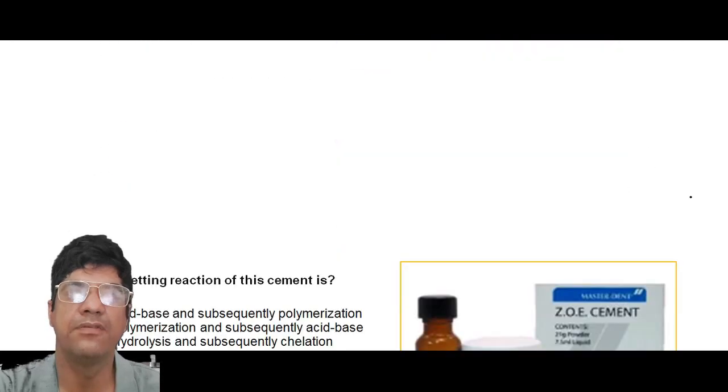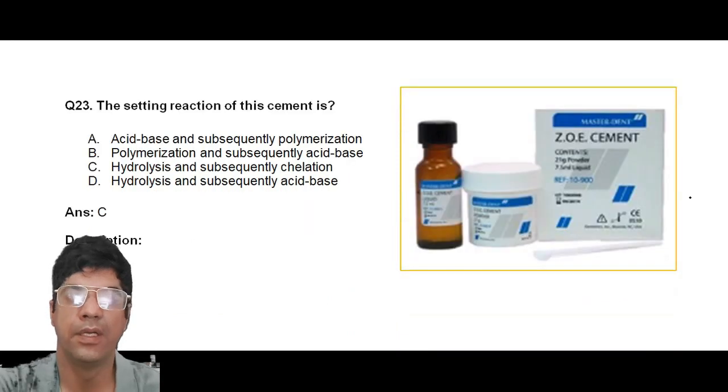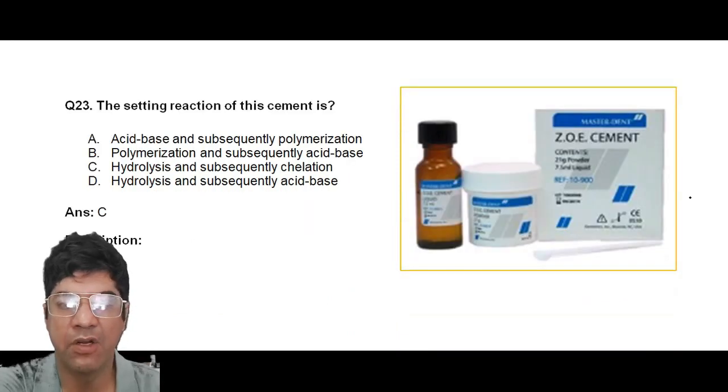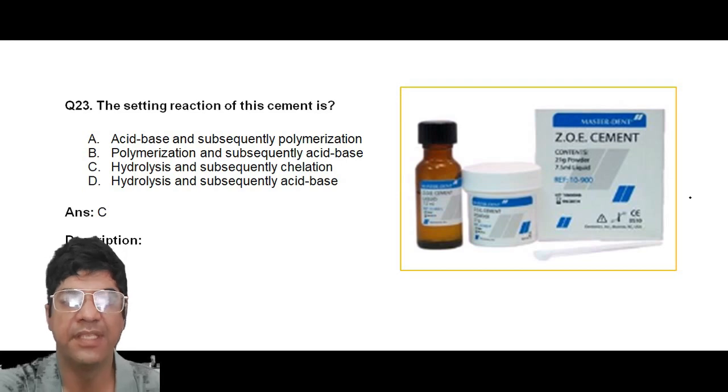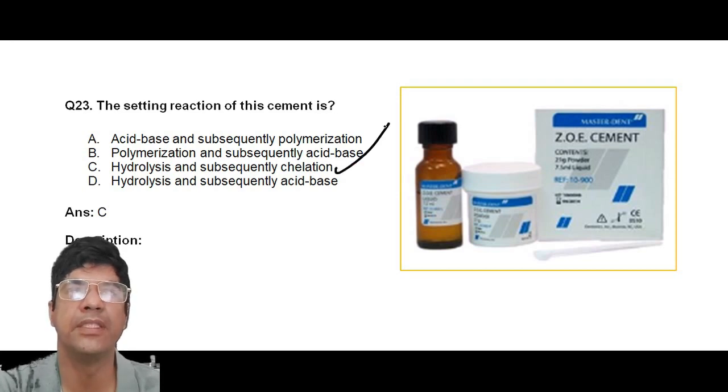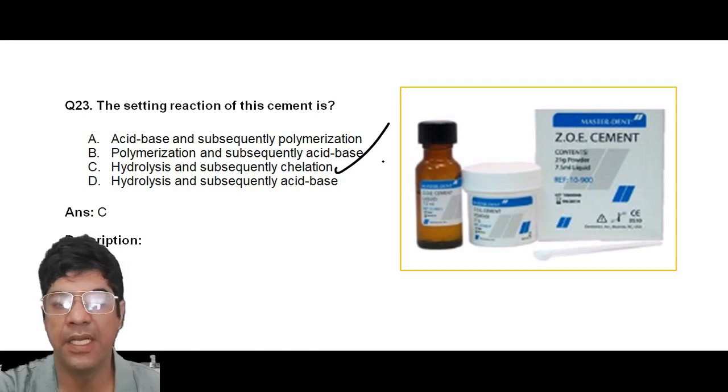The setting reaction of zinc oxide eugenol. Well, the setting reaction of zinc oxide eugenol cement involves the hydrolysis of zinc oxide followed by chelation between zinc ions and eugenol. So the answer is hydrolysis and subsequent chelation. The resulting zinc ion reacts with eugenol to form a chelate.